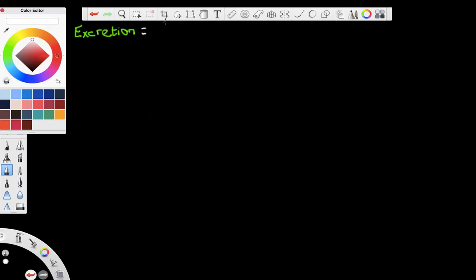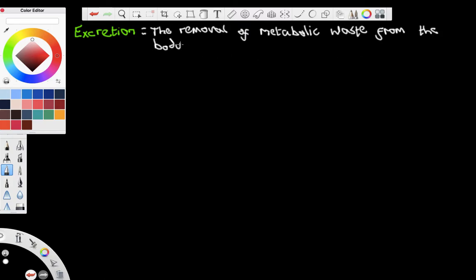However, at A-level biology, we need to define excretion as the removal of metabolic waste from the body, such as carbon dioxide and urea. Okay.